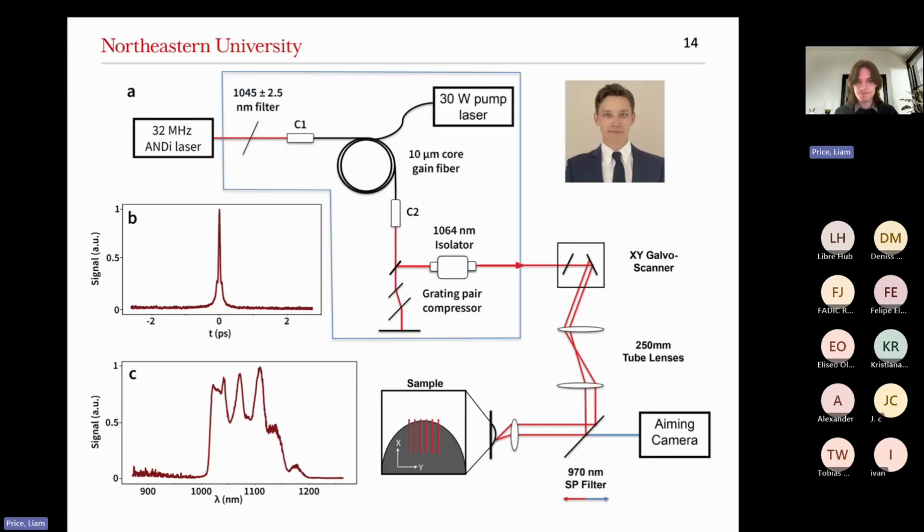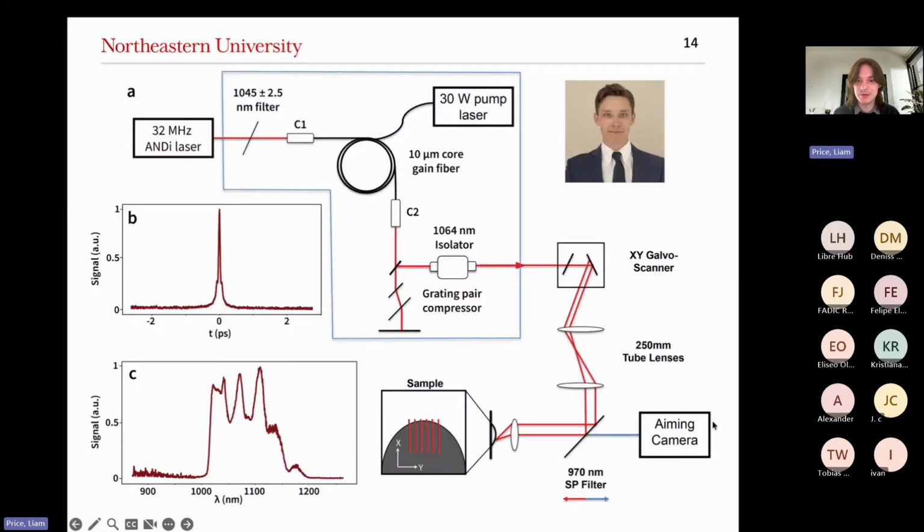And so we use this amplifying system for our ablation experiments. We just send the output to a pair of Galvo scanning mirrors through a couple tube lenses to direct it, and then through this simple aspherical lens at first anyway, and then to the sample. And so we align this sample to the edge, which I will explain why later.